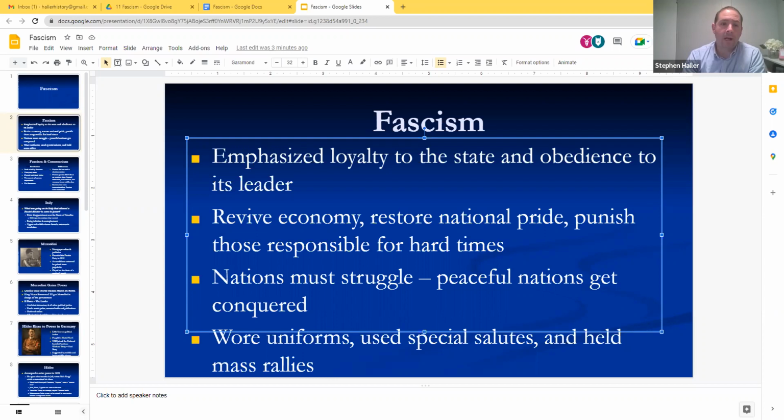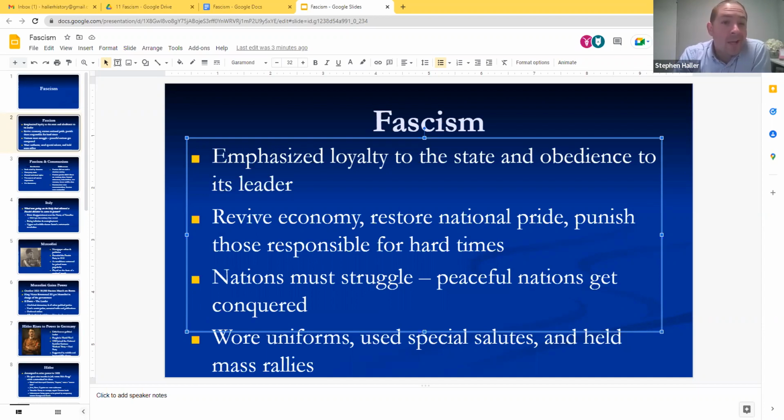Who are bound together by a common tradition, culture, language, history, religion, all those things. And it is loyalty to that state and obedience to that leader that defines fascism. And as part of that, it is this idea of a collective organization, all for the purpose of preservation of that country, of that state.